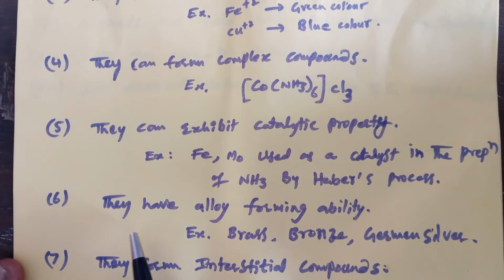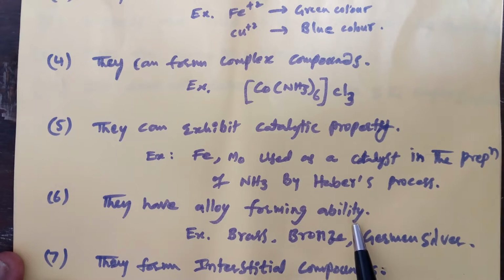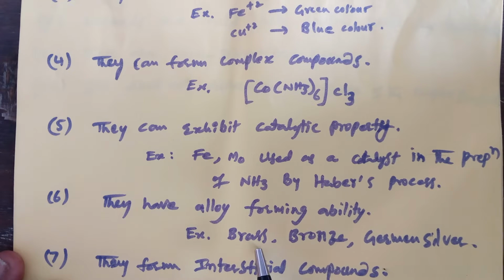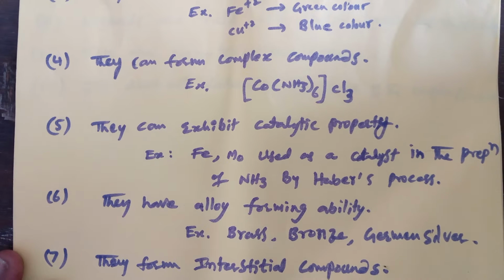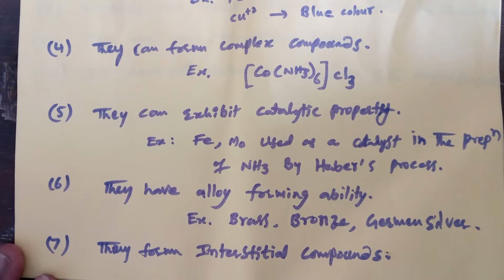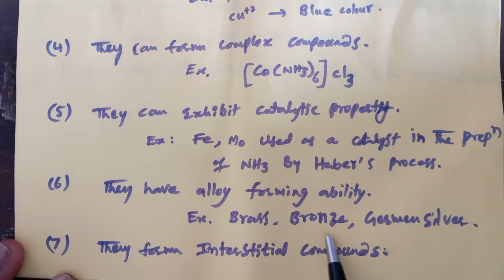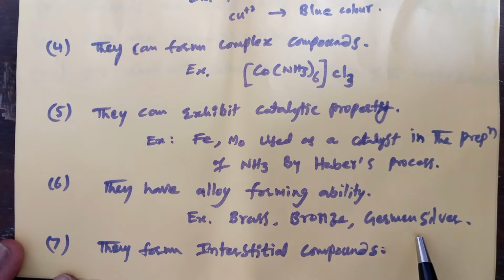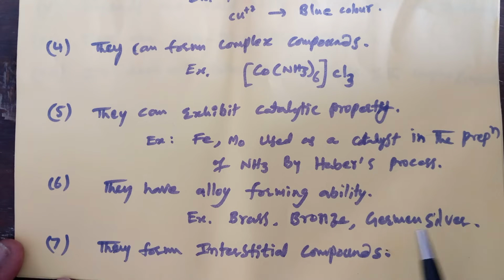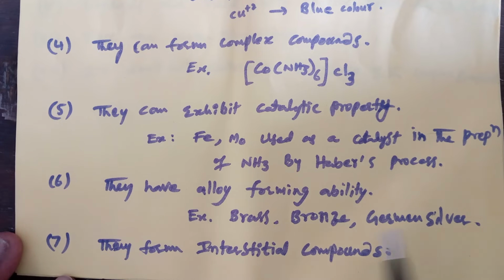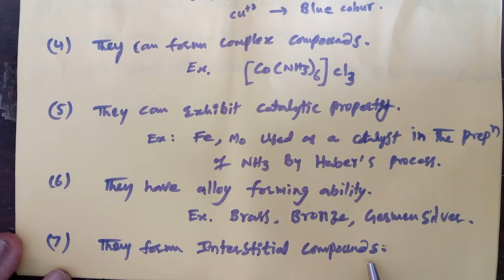The next property is alloy forming ability. These elements can combine with metals, non-metals or metalloids to form a homogeneous mixture called an alloy. For example, alloys of transition elements are brass, bronze, German silver, gunmetal and bell metal. And the seventh one, they also form interstitial compounds.